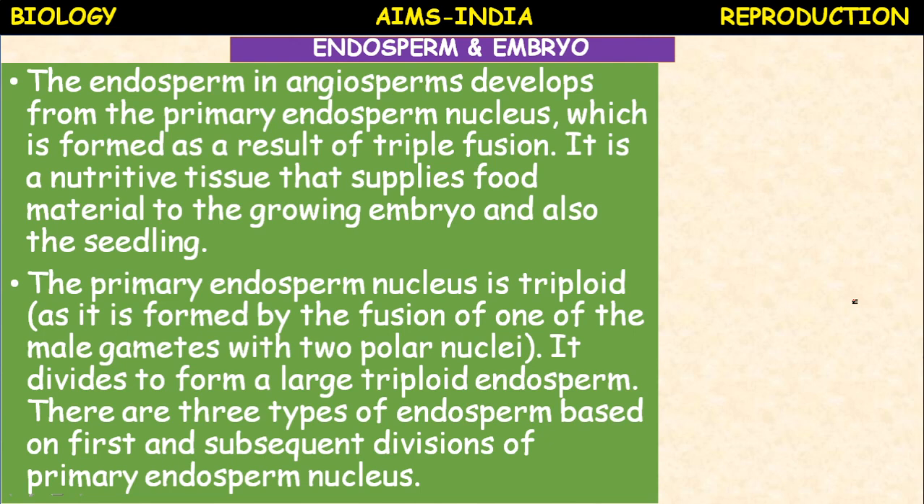There are 3 types of endosperms based on the first and the subsequent divisions of the primary endosperm nucleus. There are 3 types: nuclear type, cellular type, and helobial type. You will study these in higher classes. These are the 3 types of endosperms. Endosperm development precedes the development of the embryo. The formation of endosperm is initiated by mitotic divisions of the primary endosperm nucleus, which is 3N.